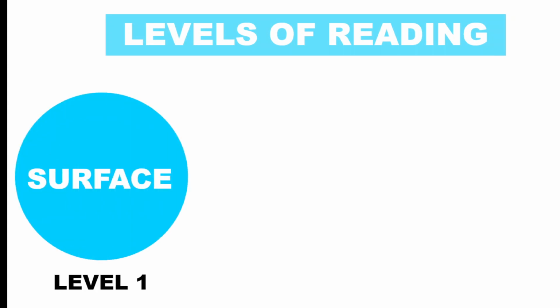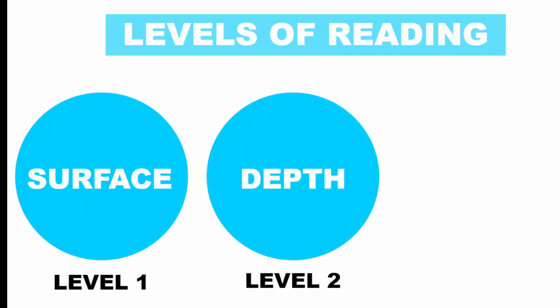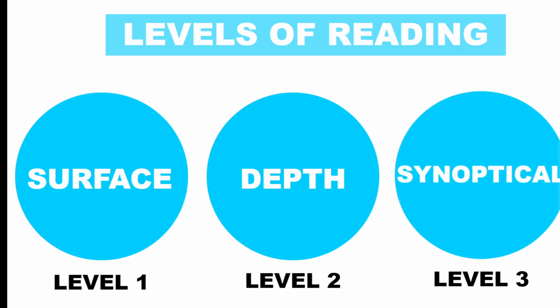Okay, so after reading, what are the levels of reading? Level one is surface reading. Obviously from the name you can say it's not too much understanding, it's almost surface level. Level two is depth. You go into the depth. And a special form of reading called synoptical reading is the combination of the two. So these are the levels: level 1, level 2, level 3. You start from level 1 and then you move forward to level 3.